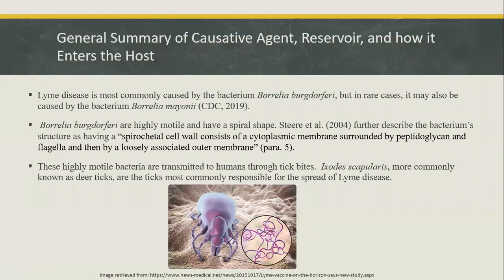Lyme disease is most commonly caused by the bacterium Borrelia burgdorferi. The first thing I'm going to talk about is the shape and structure of this bacteria. These bacteria are highly motile and have a spiral shape. In addition, their cell wall consists of a cytoplasmic membrane surrounded by peptidoglycan and flagella, and then by a loosely associated outer membrane. The most common way these bacteria come into contact with humans is through the bite of Ixodes scapularis, more commonly known as the deer tick.